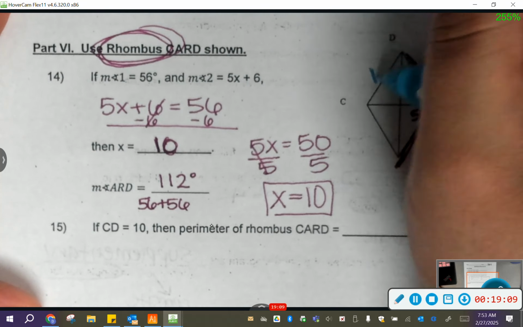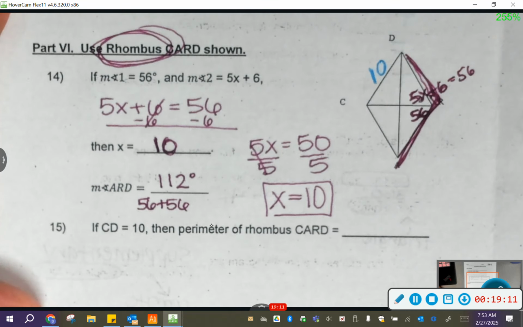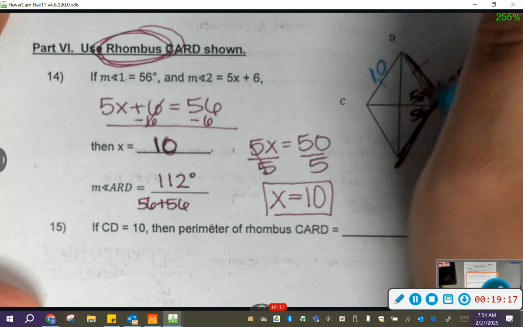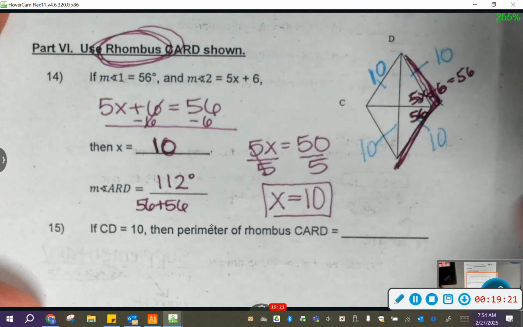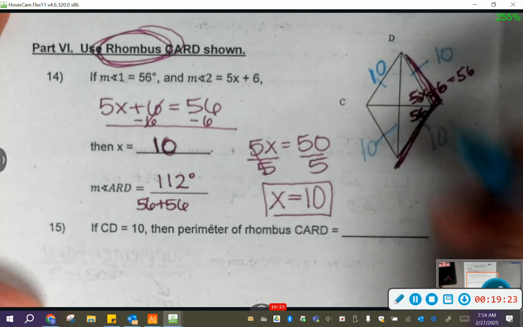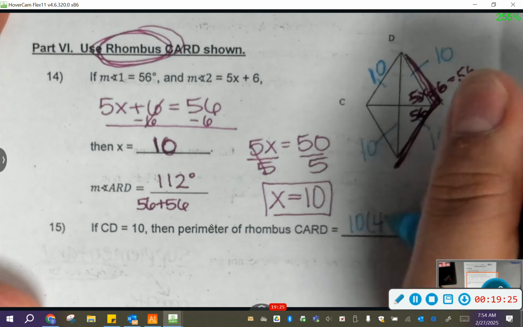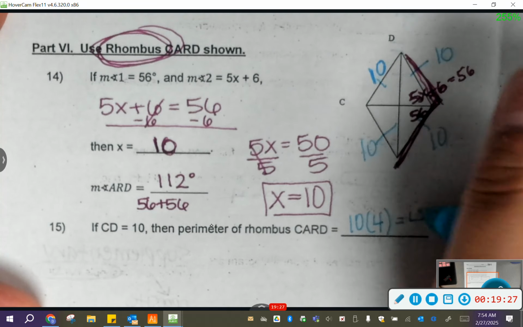And then if CD is 10, how do I find the perimeter of a rhombus? All the sides are 10. Do you agree? You could either do 10 times 4 or 10 plus 10 plus 10 plus 10. Either way, what do you get? 40.